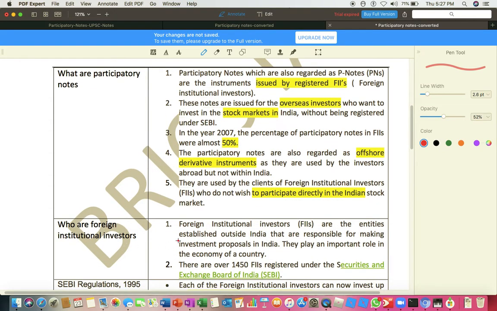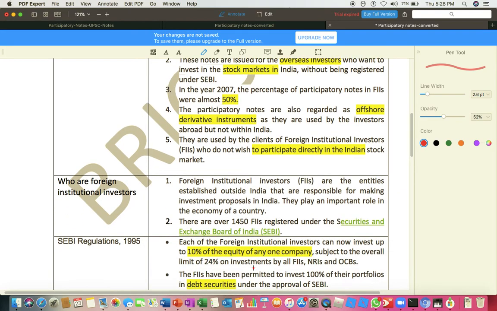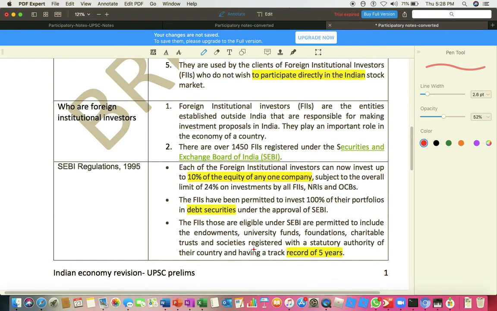All right, who are these institutional investors? These are entities outside India that are responsible for making investment proposals. These are the institutions whose home country is different, and they take proposals from different people who would like to invest in India. I repeat, these are institutions outside the country. They will take investment proposals from different segments and different countries who want to invest in India. So, simply speaking, they are the machines actually bringing money to us. There are over 1450 foreign institutional investors registered as per the latest SEBI data and SEBI regulation.